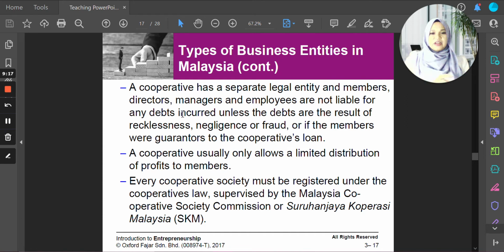So like a private limited company, a cooperative also has a separate legal entity from its members. Of course, the members, directors, managers and employees are not liable for any debts incurred unless the debts are the result of recklessness, negligence, or fraud, or if the members were guarantors to the cooperative's loan. Normally it allows limited distribution of profits to the members. Every cooperative society must be registered under the cooperative laws, supervised by the Malaysia Cooperative Societies Commission, or what we call the Suruhanjaya Koperasi Malaysia.